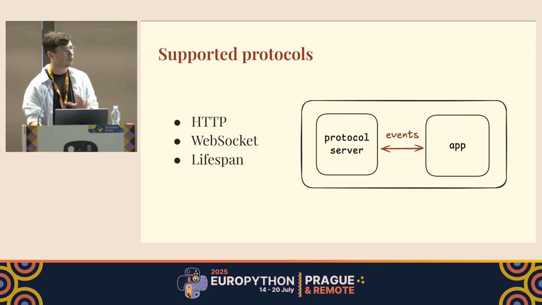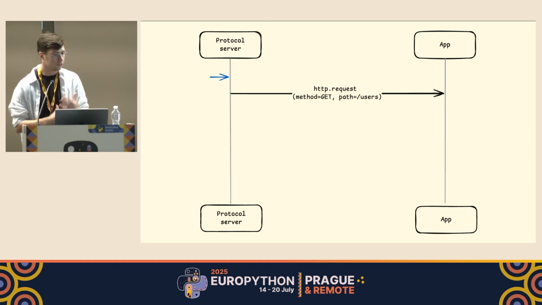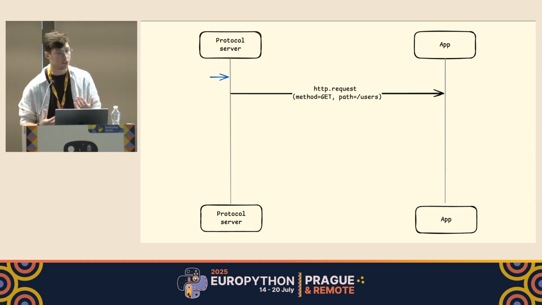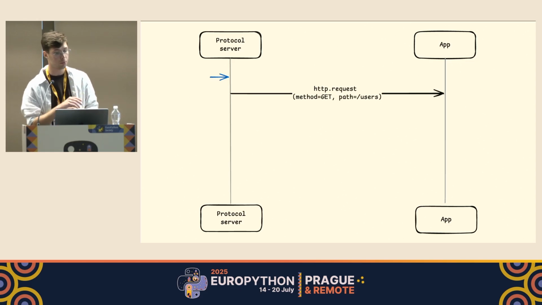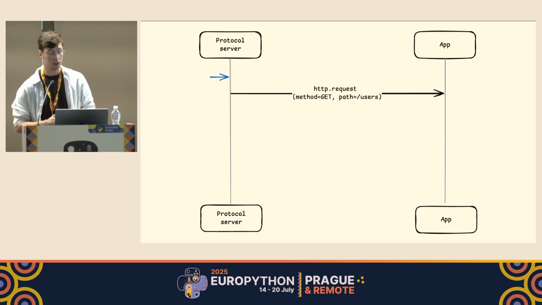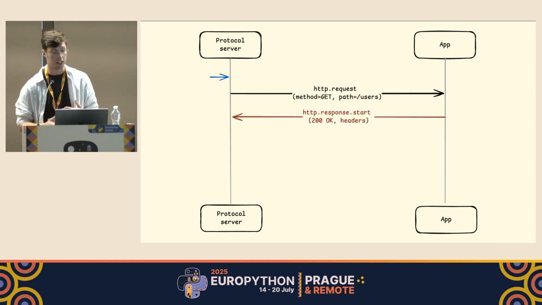So let's see this event flow on the example of an HTTP request. Here our protocol server receives some data from a client, and then it emits the first event to the application, specifying the type, http.request, which our application can use to understand what the structure of this event will be, because it's all in the ASGI specification. So it can rely on the format, expecting method, path, and other parameters as well. And the same way our protocol server can treat application events. So whenever our application is ready, it can emit the first event, http.response.start, specifying also the expected structure.